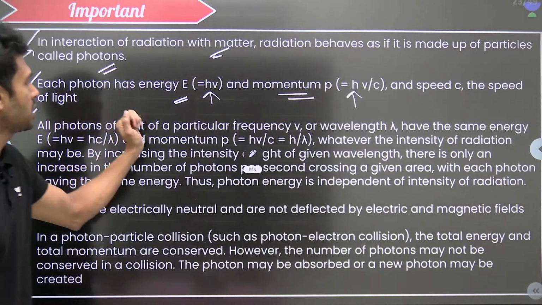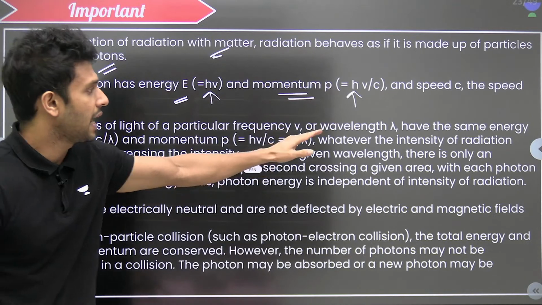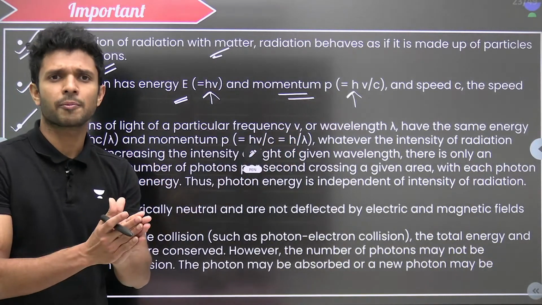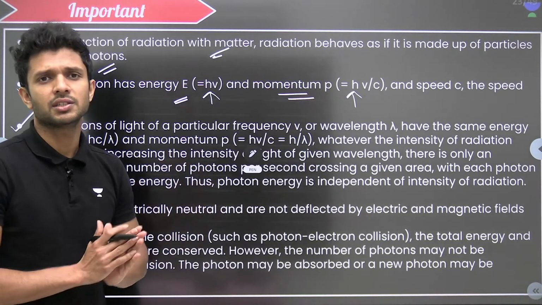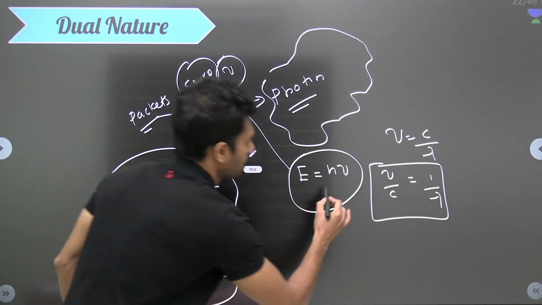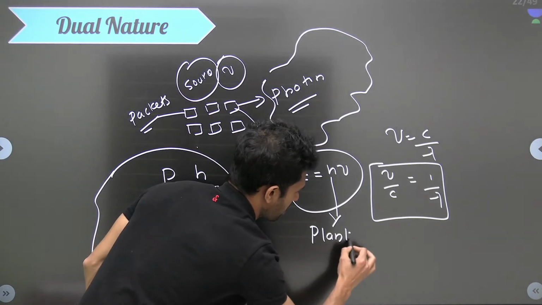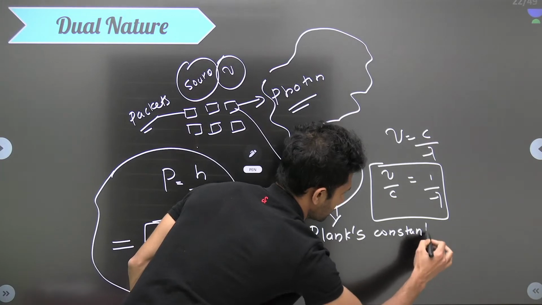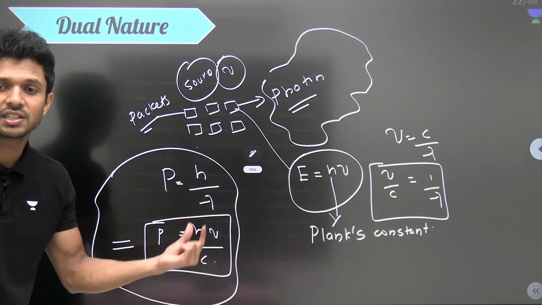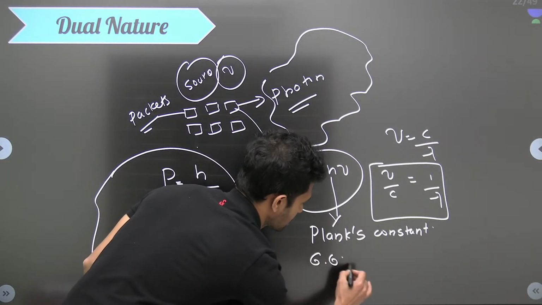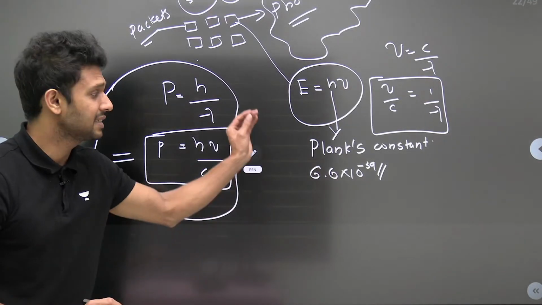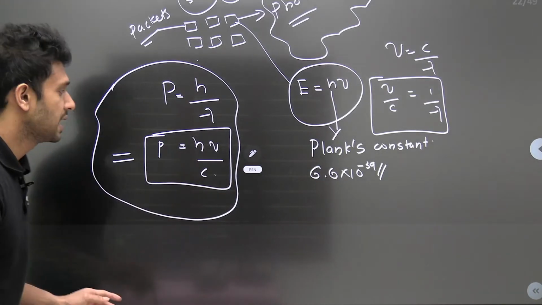Read everyone. All photons of light of a particular frequency nu and wavelength lambda have the same energy. Obviously, if the frequency is the same for the photons, energy is equal to h nu. Until frequency changes, energy will not change. I forgot to tell what h was. I think you might already know, it is called Planck's constant. It is a universal constant with a value of 6.6 into 10 power minus 34. This is very important.